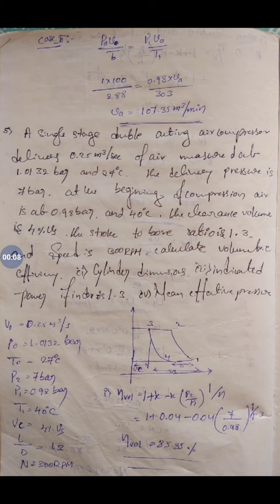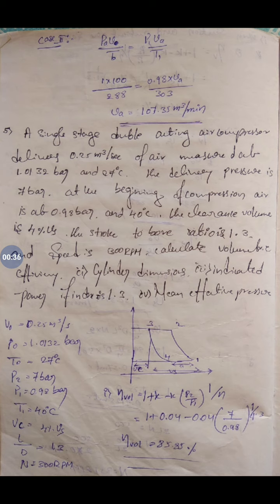The next problem is based on the clearance volume. Here it is given a single stage double acting air compressor which delivers air at 0.25 meter cube per second, and the air is measured at 1.0132 bar and 27 degrees centigrade. The delivery pressure is given as 7 bar. At the beginning of the compression, the air is at 0.98 bar and 40 degrees centigrade. The clearance volume is given as 4% of the swept volume.